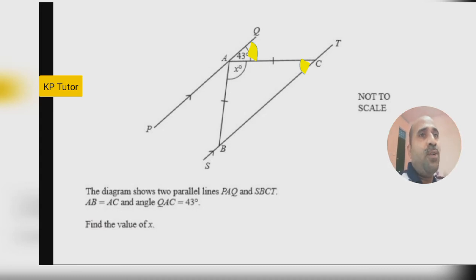We have to find the value of x. First, have a look at the yellow marked angles. Is there any connection? Parallel lines are there, PD and ST are parallel lines. In the case of parallel lines, what kind of angles are the marked angles? Can you guess? Those are Z angles, right? So Z angles are always equal. One is 43 degrees, so automatically the other angle C is also 43 degrees.